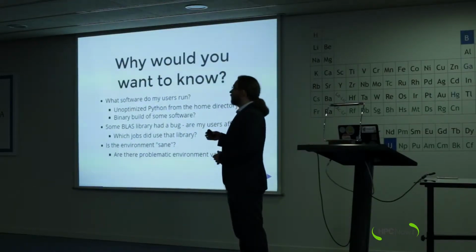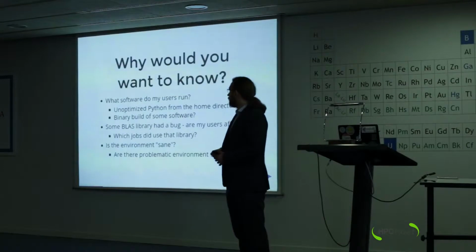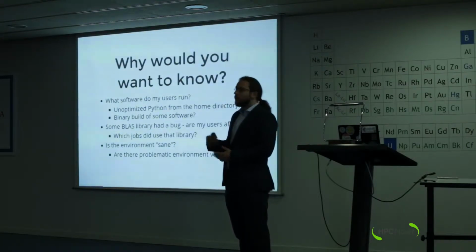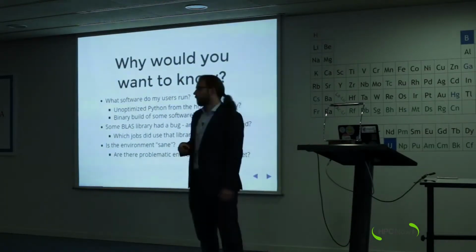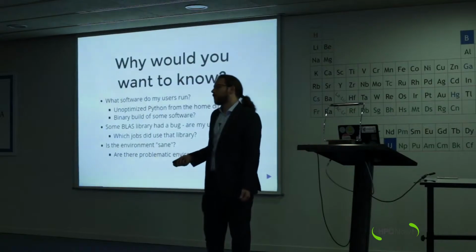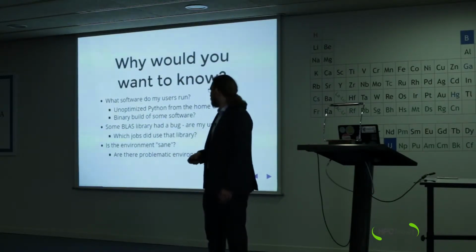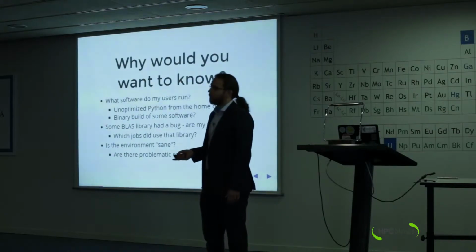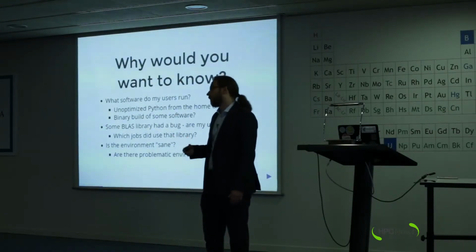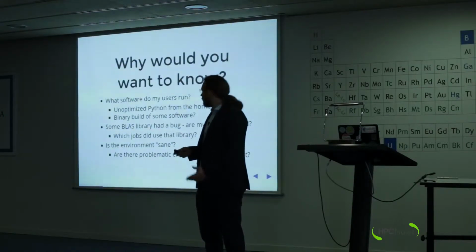We wanted to know if they use some binary build of a software in their group's directory or in their home directory, so that we can maybe optimize their library for the users, like a BLAST library. And this has happened as far as I'm aware: the library has a bug. How do you inform your users? Which jobs did use the library, stuff like this, and is the environment sane? Is OMP_NUM_THREADS set to the actual amount of slots that the users requested?